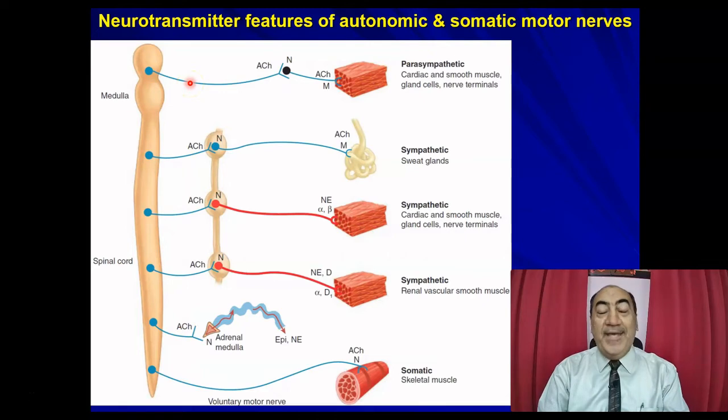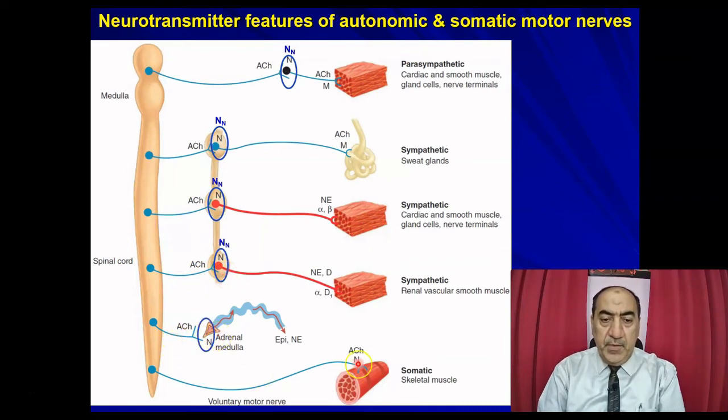Okay, for the sake of time, I'm going to say, any neuron that comes directly from the central nervous system releases acetylcholine and it works on nicotinic receptors. Acetylcholine, nicotinic receptor. Of course, later on we'll define NN and NM, but not now. So all of these are the preganglionic neurons. All the way they release acetylcholine, and the receptor is nicotinic receptors.